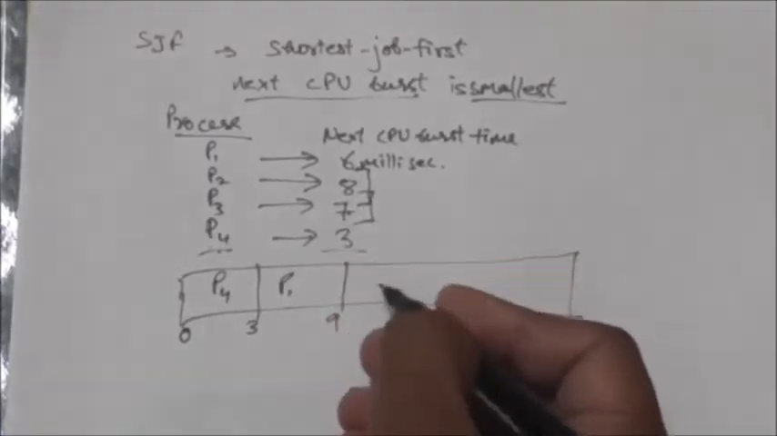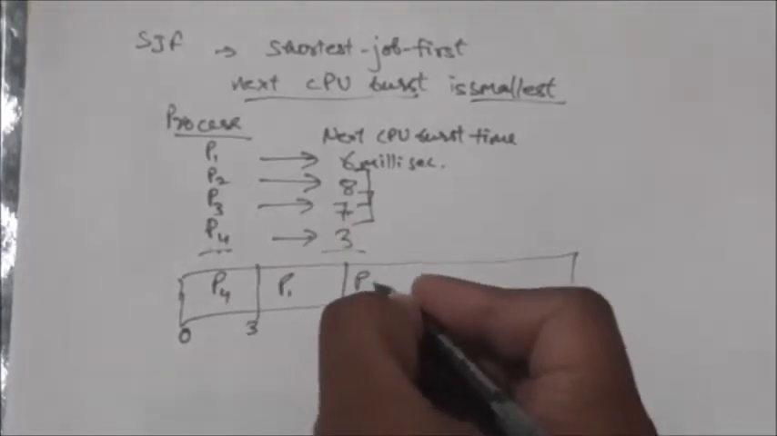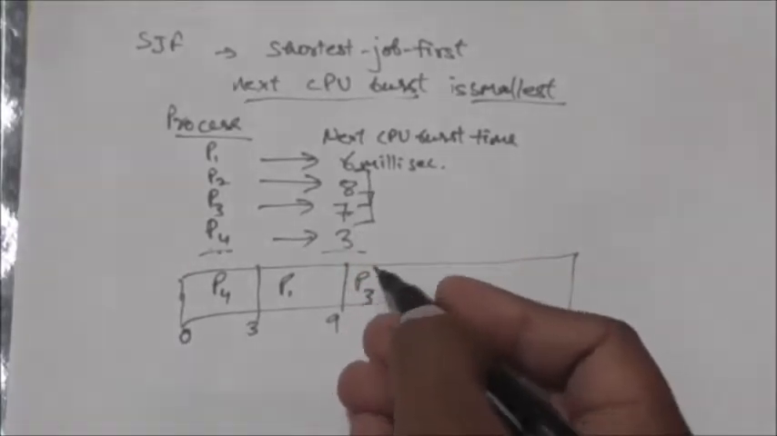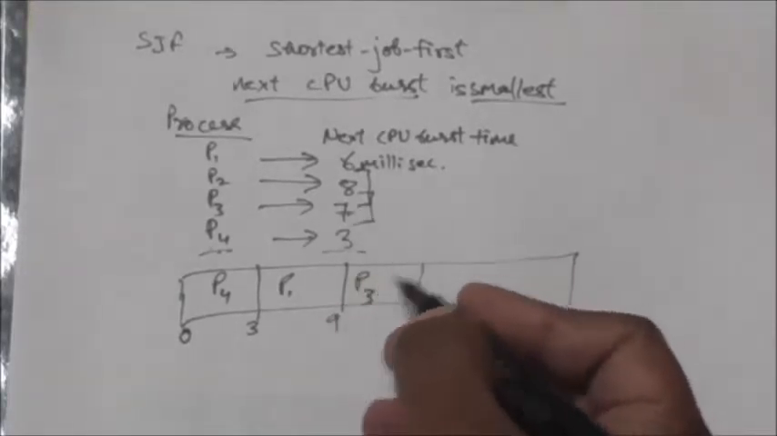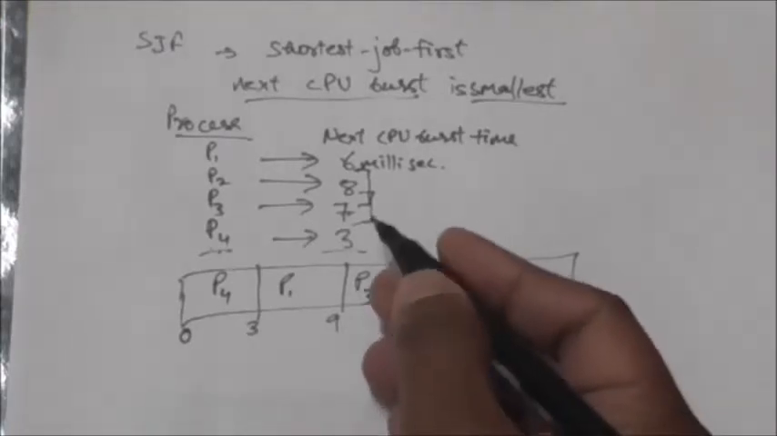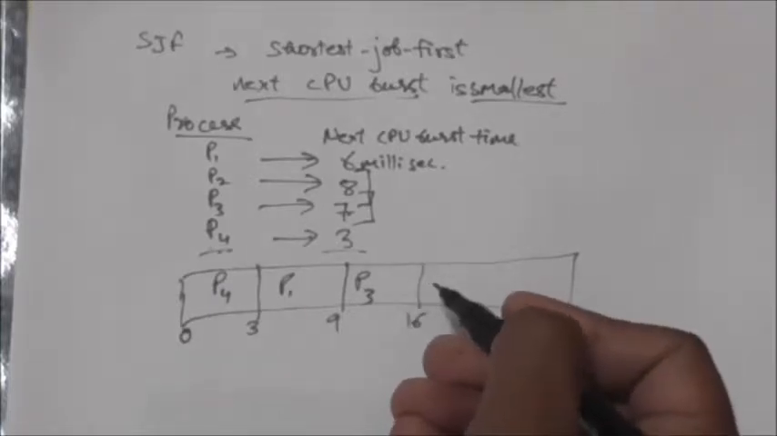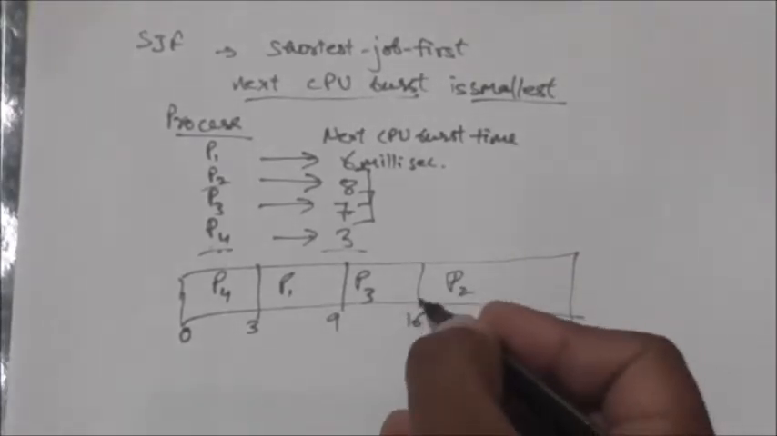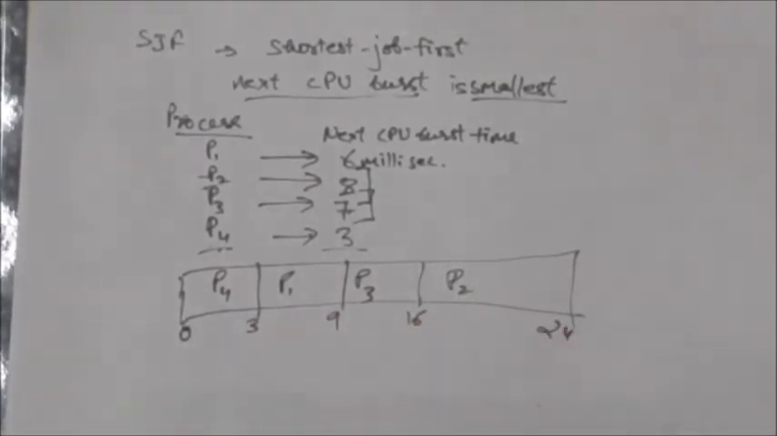Now P2 and P3 are left, and in these two processes, process P3 has the smallest next CPU burst time. So process P3 will be allocated the CPU and it will keep the CPU for the next 7 milliseconds, up to time 9 plus 7, 16. After that, only one process is left, process P2. It will keep the CPU for the next 8 milliseconds. So at time 24, process P2 will release the CPU.